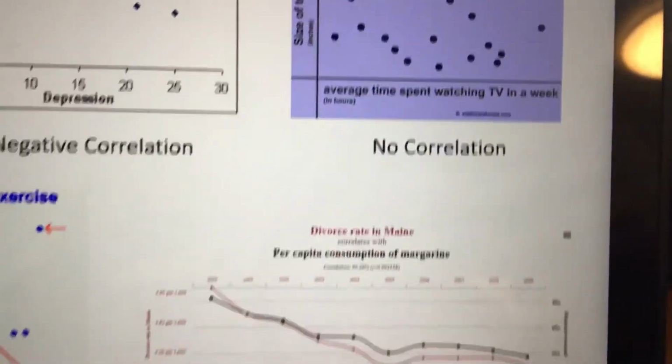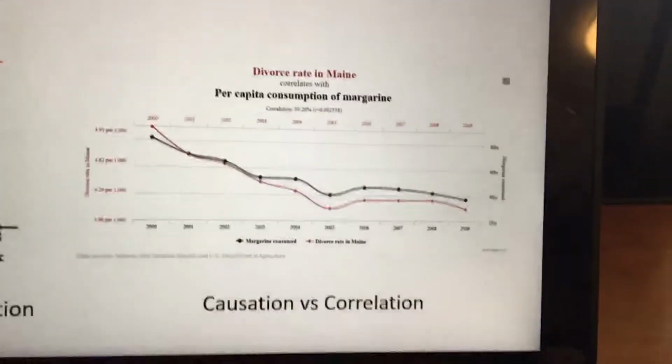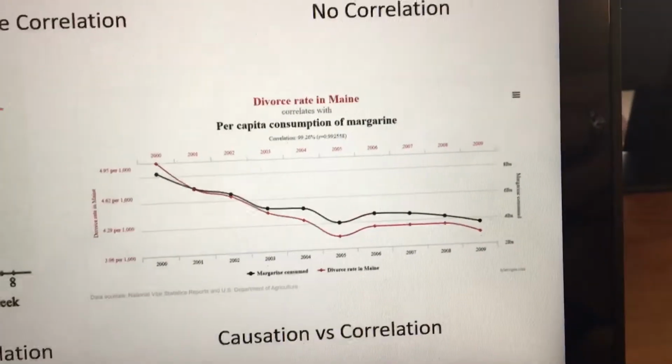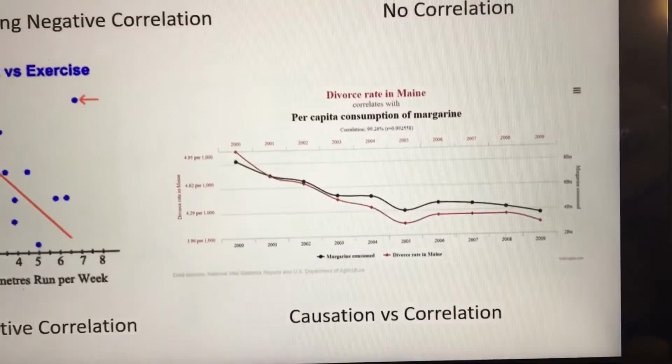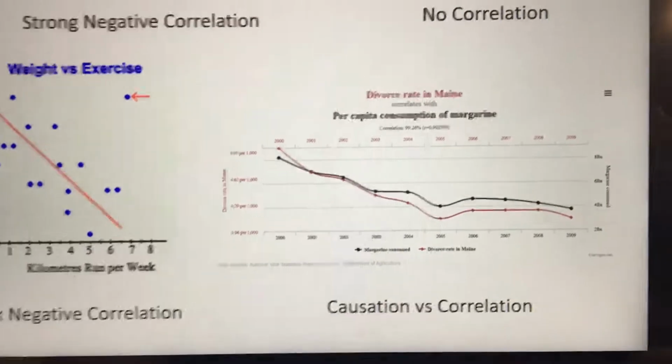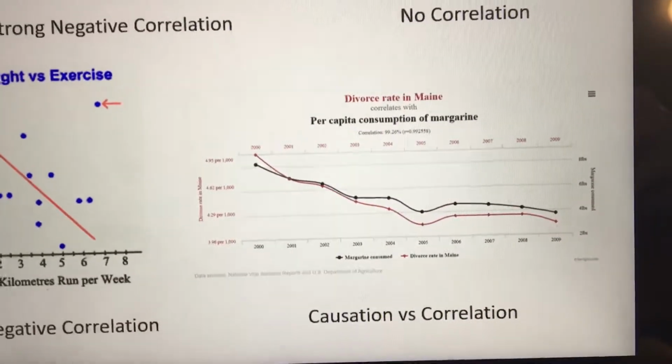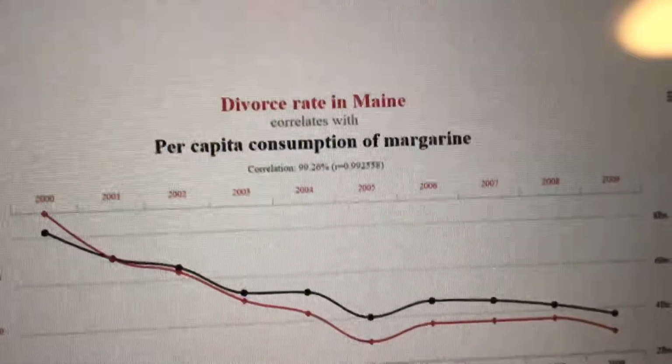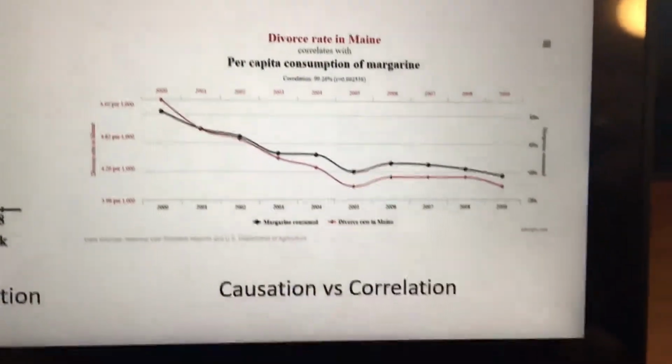And then finally, I have causation versus correlation. So this is pulled off the website we were talking about in class. This is showing the correlation between divorce rates in Maine and per capita consumption of margarine. So the correlation is really tiny, but it says it's 99.26, so that's a really strong correlation.